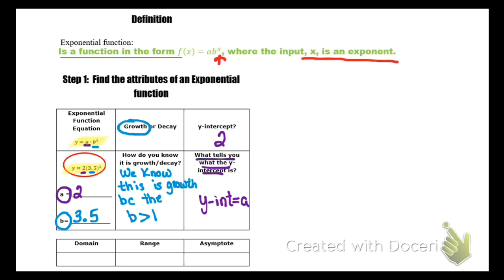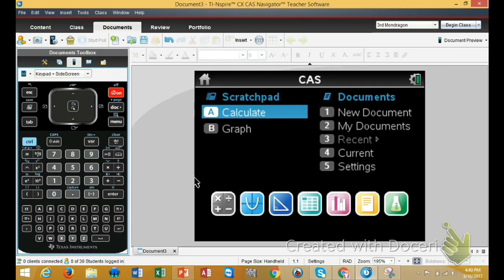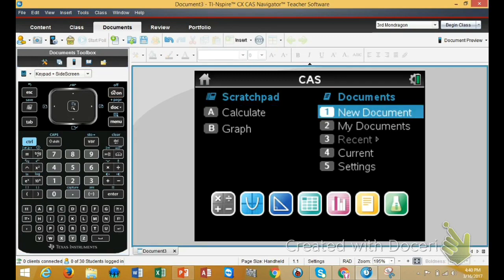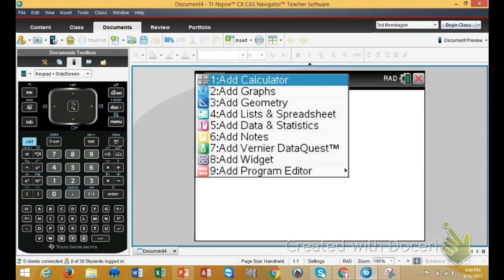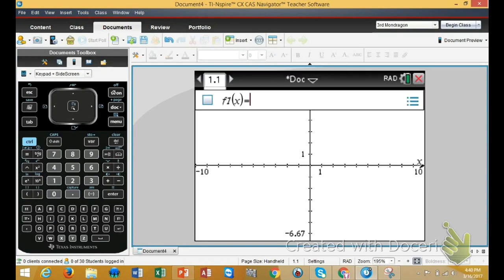So I'm going to look at the graph on my calculator. So I'm going to take this equation and graph it. So from my calculator, I'm going to go to a new document. I'm going to add a graph. And I'm going to enter in the function 2 parentheses 3.5, oops, 3.5, close my parentheses, to the power of.